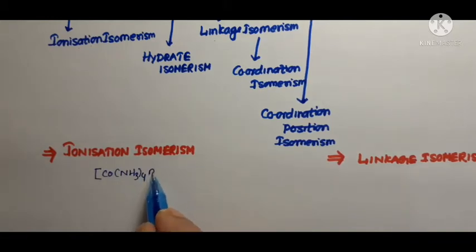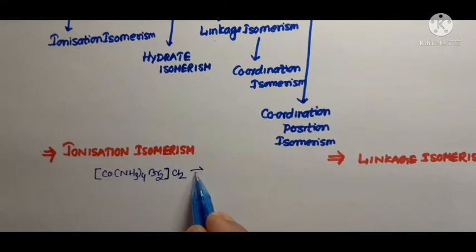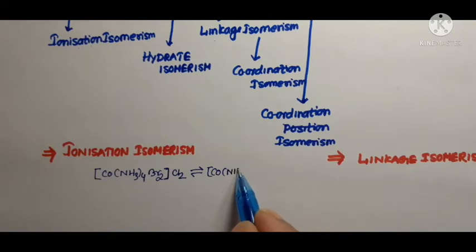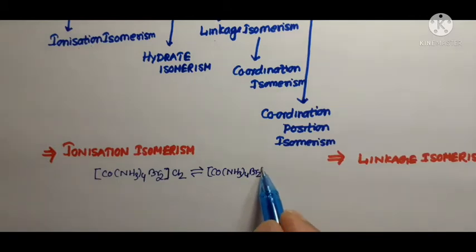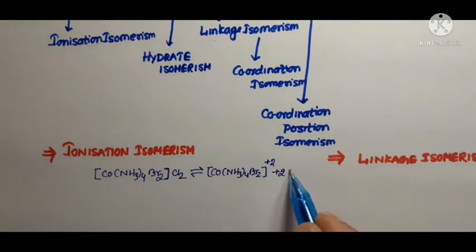[Co(NH3)4]Br2 and Cl2. This part is known as the coordination sphere and this part is known as the ionization sphere. If it dissociates in water, then it will release [Co(NH3)4Br2]+ and 2 Cl minus, which means it releases the chloride ion.